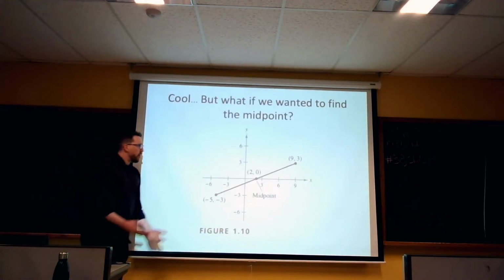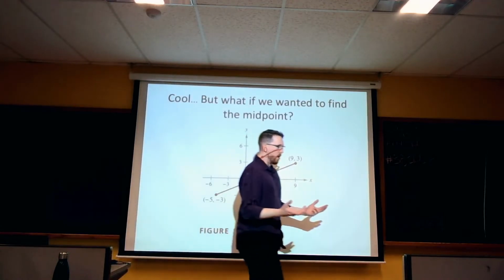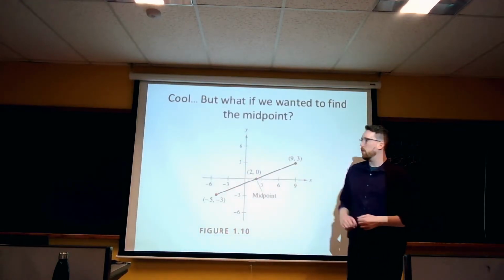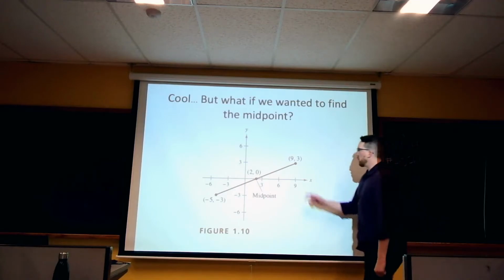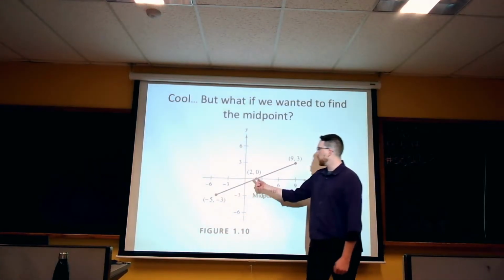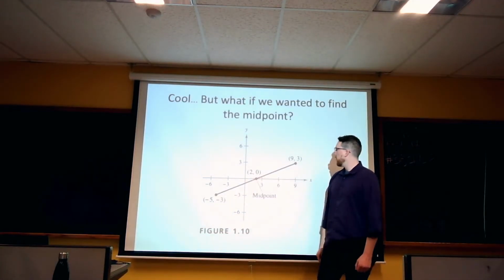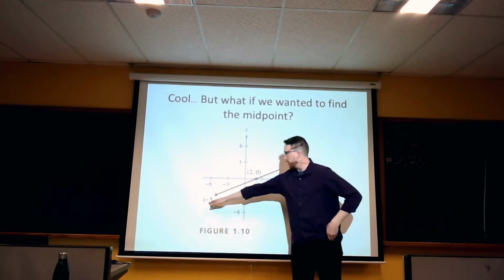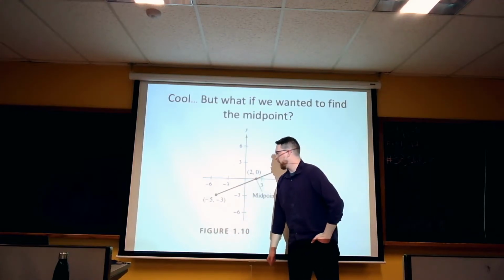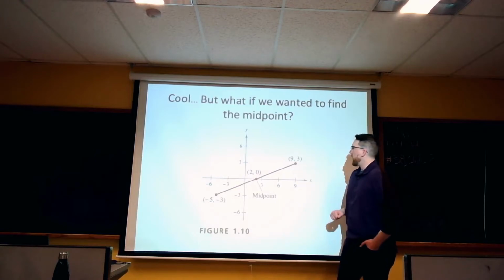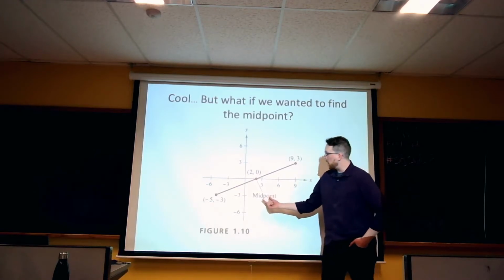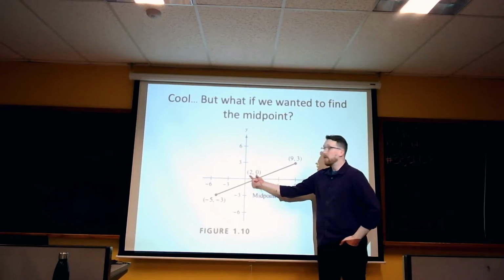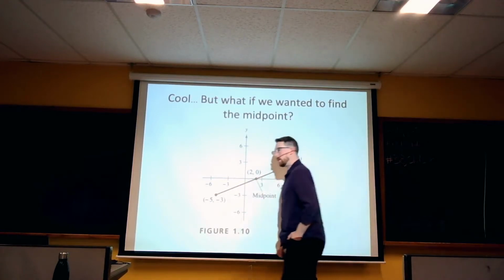So, this is all well and good. But what if we wanted to know what the point was that sat directly in between 2 points? Let's say we're given the point -5, -3, and the point 9, 3. How would we find this center point?